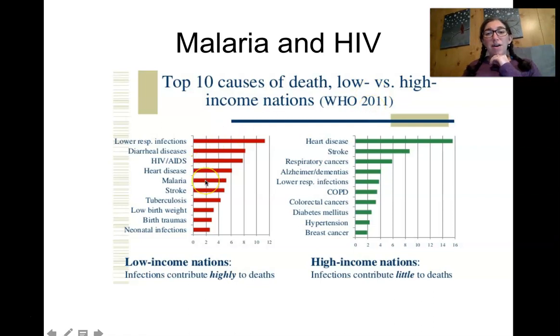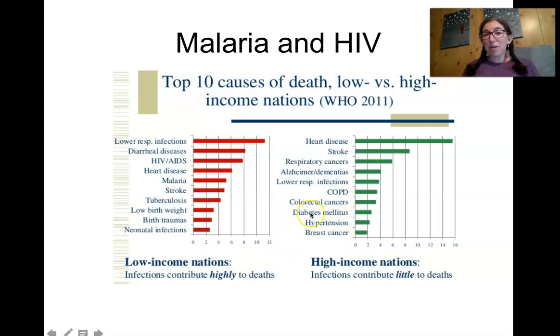This is the top 10 causes of death in low-income nations versus in high-income nations, according to the World Health Organization. So as we hear about in the U.S. as a high-income nation, we hear about cardiovascular disease being a major killer, and it is. Heart disease and stroke. Stroke is actually a form of cardiovascular disease. So that's the biggest killer, cardiovascular disease. Then cancers, respiratory cancer, colorectal cancer, breast cancer are all major killers, and respiratory infections, COPD, chronic obstructive pulmonary disease, which is common in chronic smokers.